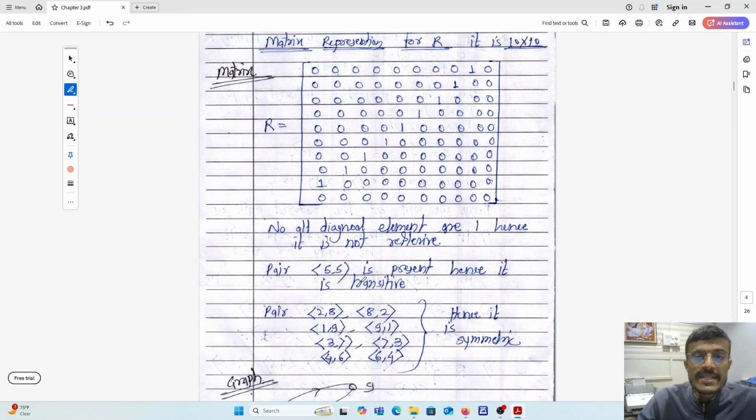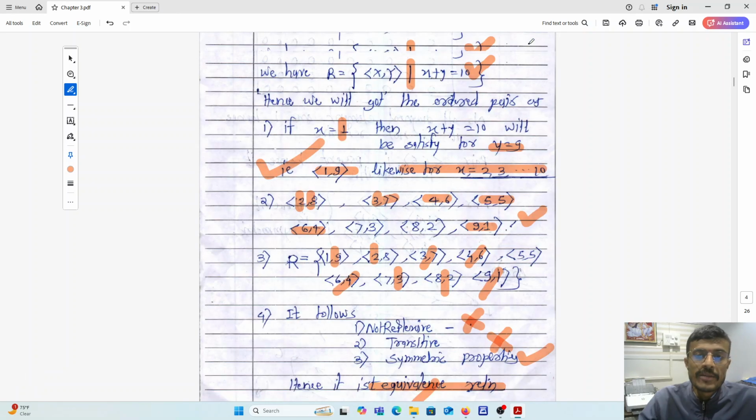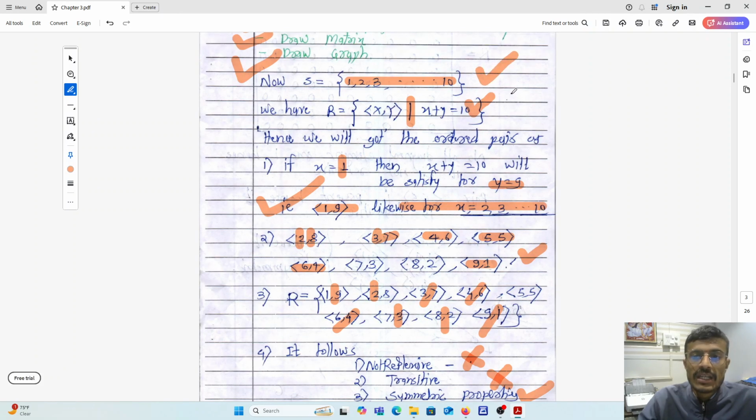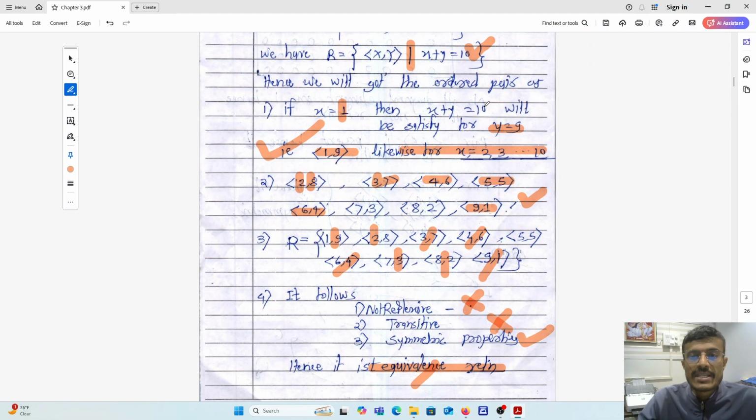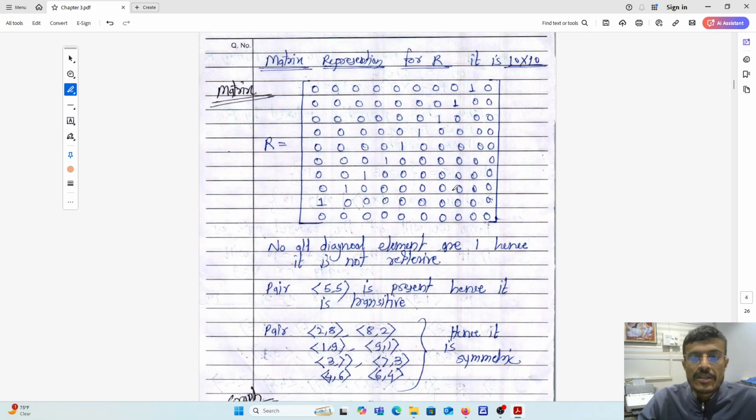So how do we represent this in matrix form? You can see here a 10 by 10 matrix, because it contains 10 elements. Whenever the ordered pair is present, we mark it with 1. This is 1 9, this is 2 8, this is 3 7, then 4 6, 5 5, 6 4, then 7 3, 8 2, 9 1. So these are the elements.